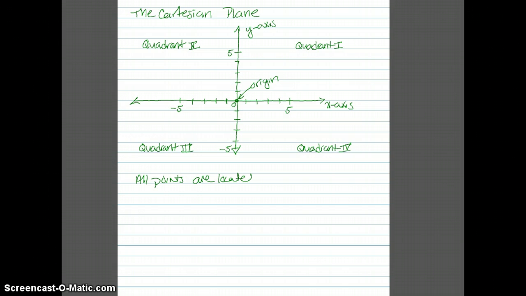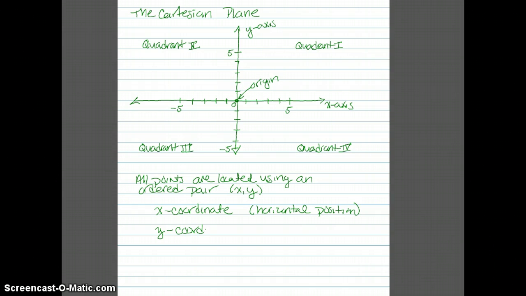Now, all points that can be located on this plane are located using what's called an ordered pair. An ordered pair has two values, an x and a y, and we surround it with parentheses. The x coordinate is what tells us about the horizontal distance or the horizontal position that the point is from the origin. That's always listed first. The y-coordinate is the vertical distance or vertical position that the point is from the origin, and that's always listed second. You could remember which comes first because x comes before y in the alphabet.